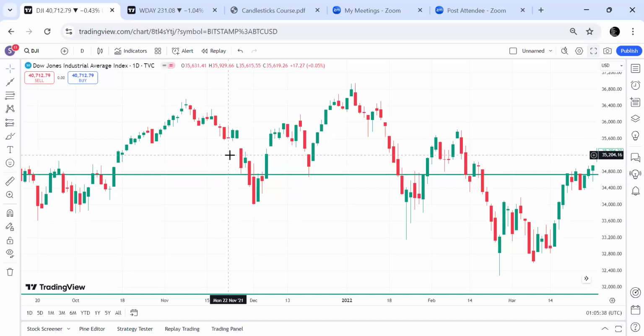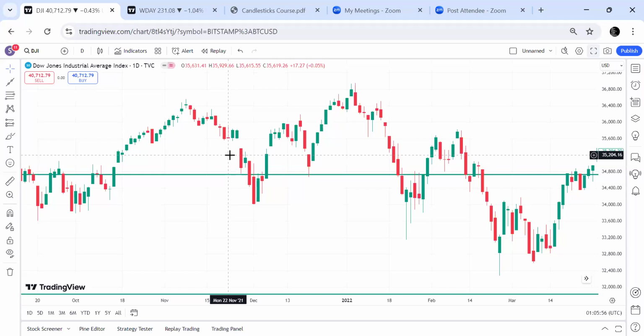And the inverse of the gravestone is the dragonfly. In a dragonfly, what happened? This is the opposite of the gravestone doji, when the price opens at the high, falls significantly, but then recovers to close near the open, forming a long lower wick with no upper wick.